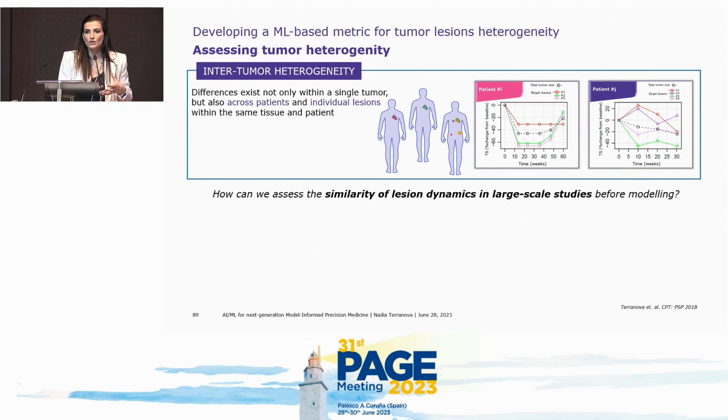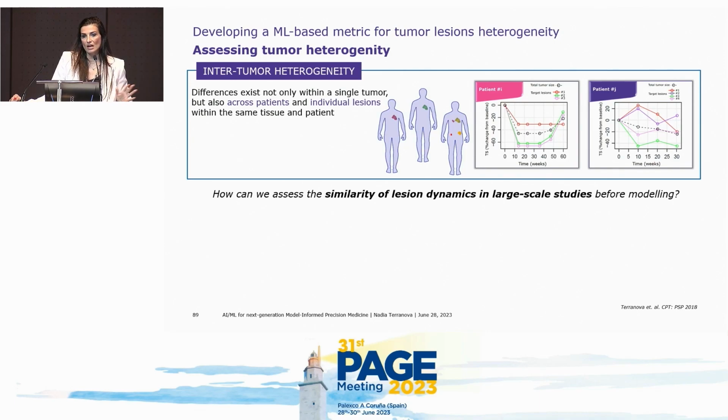We have intratumor heterogeneity, but we also have intertumor heterogeneity, where intertumor refers to differences in lesion dynamics within the same patient or across different patients. What we usually do, despite several efforts in the field to characterize individual lesions over time, is look at total tumor size over time, which is the sum of the longest diameter of all the lesions. And here the question is whether we are missing any information when looking at total tumor size instead of considering all the lesions separately.